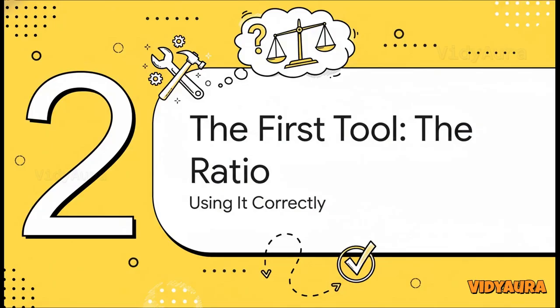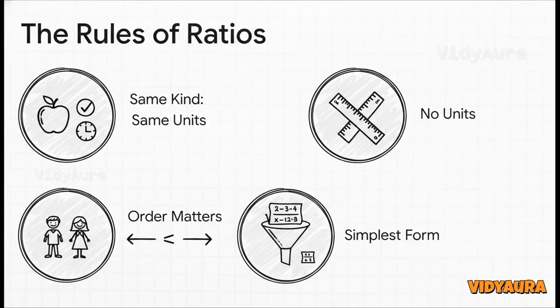All right, we've got our first tool from the toolbox, the ratio. But you know, like any good tool, there are a few rules you've got to know to use it right. So let's check them out. Now these rules are really just about common sense. You have to compare things of the same kind. Apples to apples, not apples to hours. And they need to be in the same units. Also, since a ratio is basically a fraction, the units cancel out, so your final answer won't have any units. And this one is crucial. Order matters. 10 boys to 15 girls is totally different from 15 girls to 10 boys. And finally, you always want to make it as simple as possible.